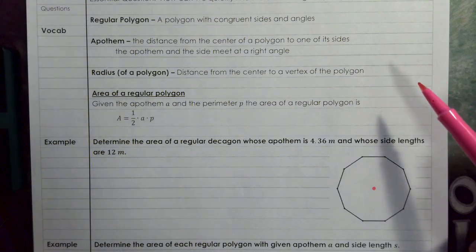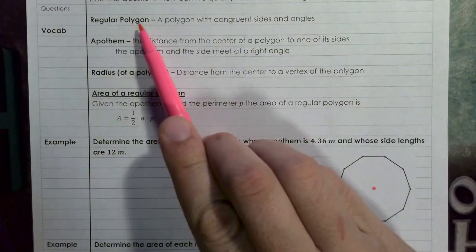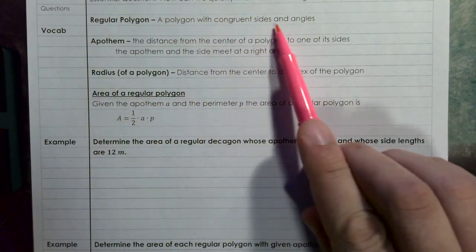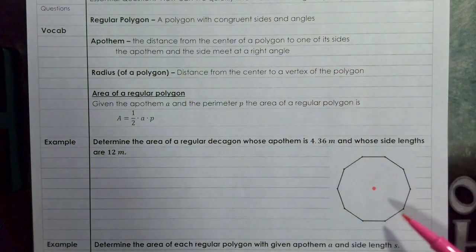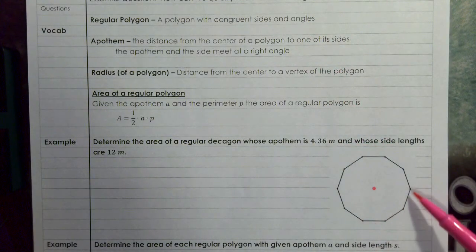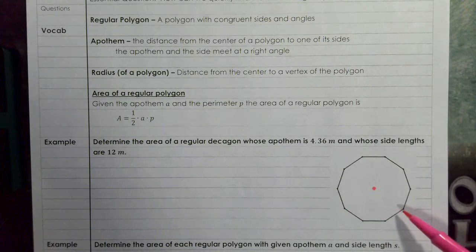Hi, in this video, we're going to be looking at finding the area of regular polygons. Regular polygons are polygons with congruent sides and angles. So I've got one down here, and we're assuming that all of these sides have the same length.